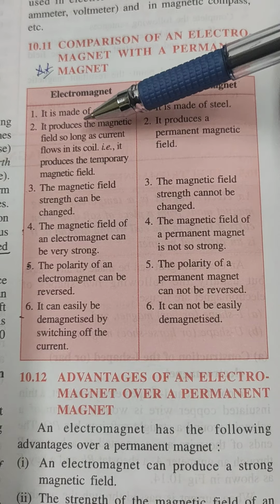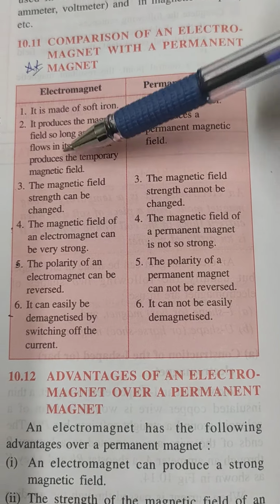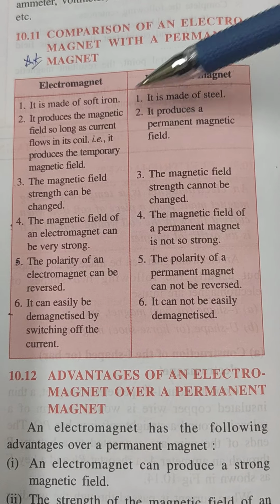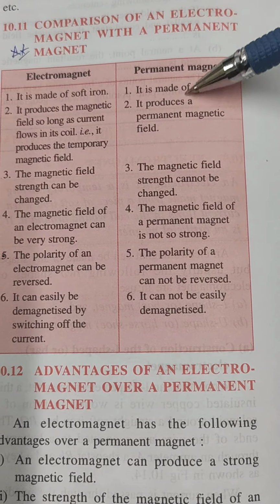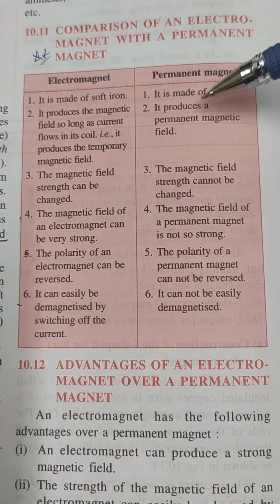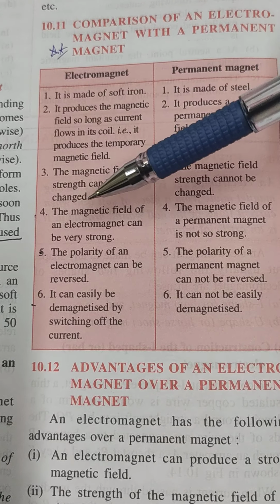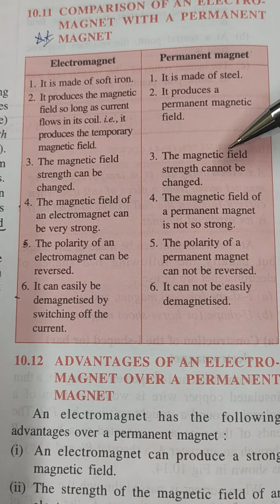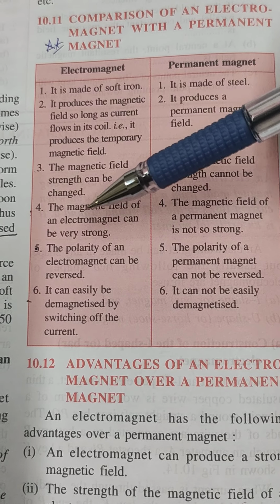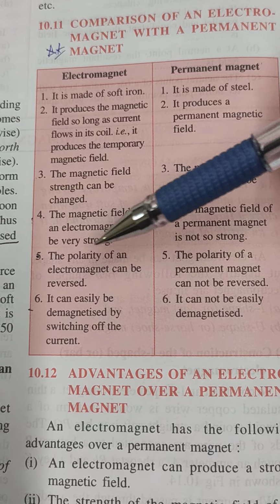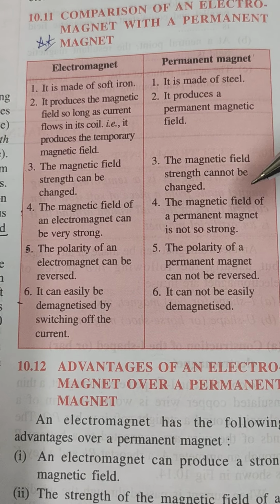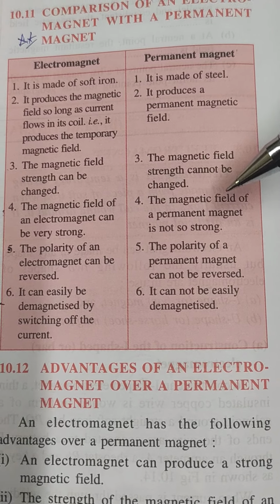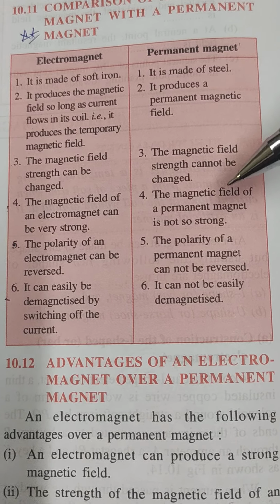Now, an electromagnet produces a magnetic field as long as the current is flowing through it, but in a permanent magnet there is no such case. It will be a permanent magnetic field. Then the magnetic field strength can be changed, but here we cannot change the field strength. Now point number 4 is, the magnetic field can be very strong, but for a permanent magnet, whatever magnetic field we have got, it will remain and it is not so strong.